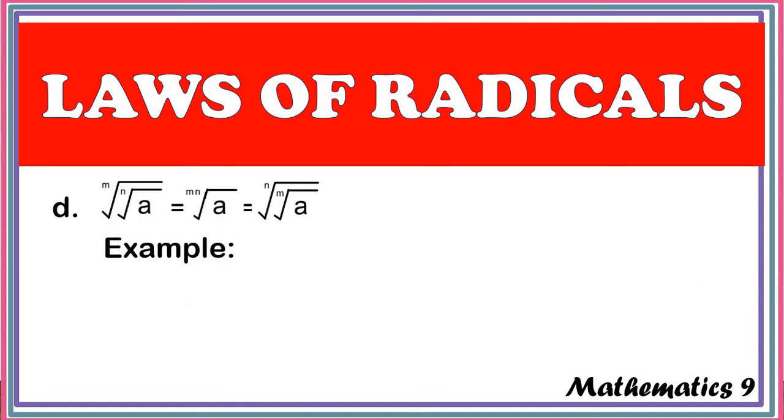Okay, so let's have the last law of radicals. We have n root of a is equal to m root of a and vice versa. So we have here 6 root of 25. Now, what are we going to do is ifa-factor natin yung index which is yung 6. Ano-ano ba yung posibleng mga maging factor ng 6? We have 1 times 6, 2 times 3, wala na. So, dalawang pair lang siya.